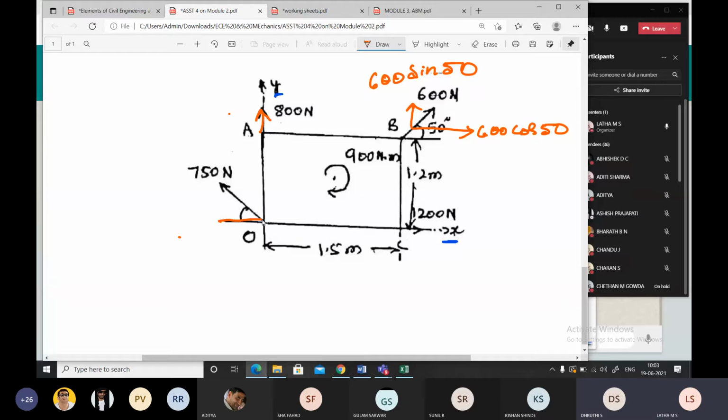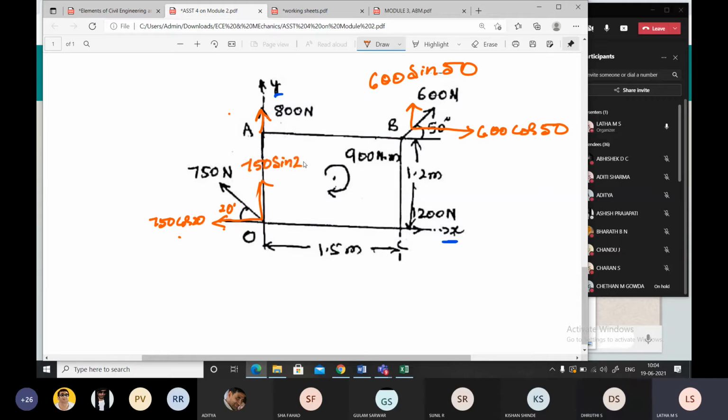And 750 Newton. What about 750 Newton? Ma'am, we can't resolve, the angle is not given. Okay. Yeah, fine. Please take it as 20 degree. Okay, students, take it as 20 degree. Tell me the answer now. Resolution of this component. 750 cos 20 and 750 sin 20. We will take it as plus and minus when we are writing the equation.